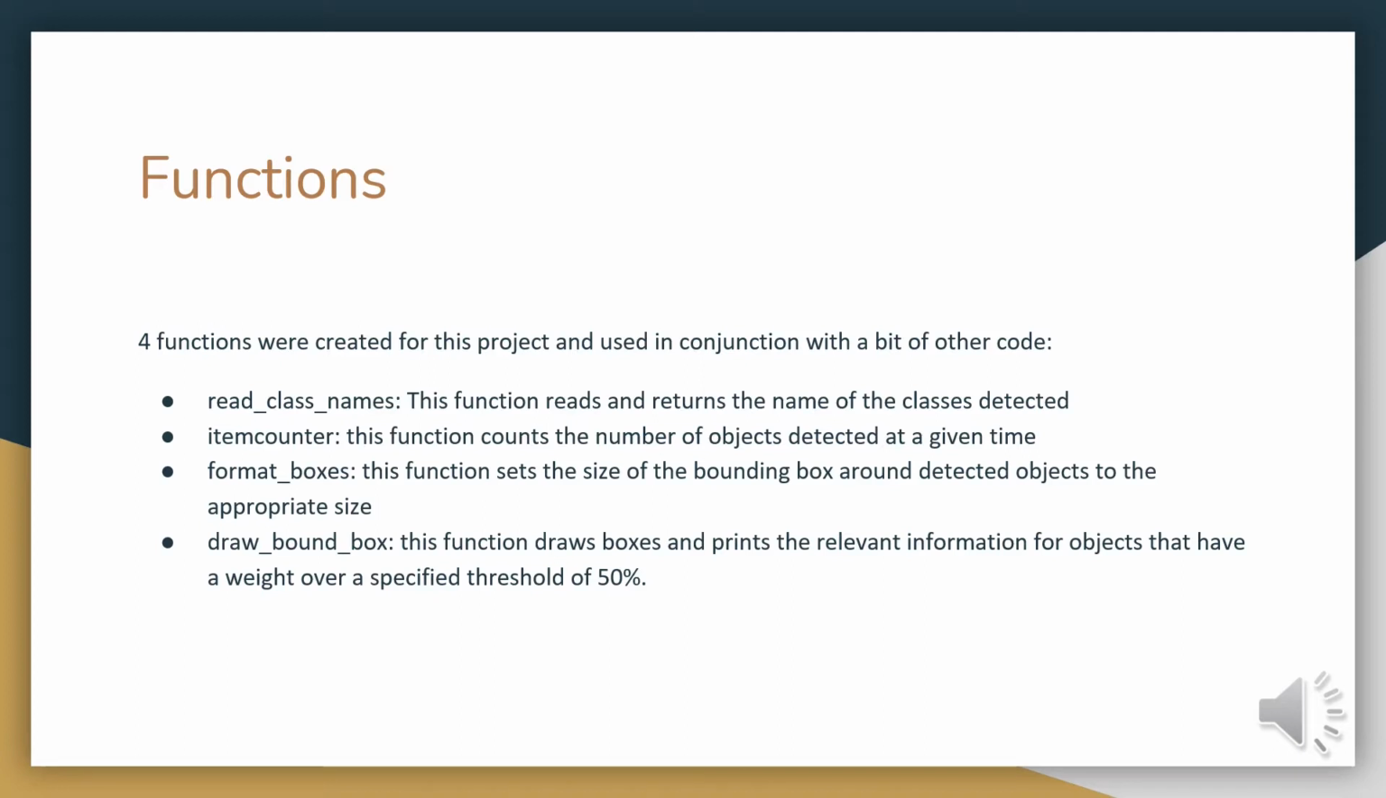Item counter counts the number of objects detected at a given time. Format boxes sets the size of the bounding box around detected objects to the appropriate size, and draw bound box draws boxes and prints the relevant information for objects that have a weight over a specified threshold of 50%.